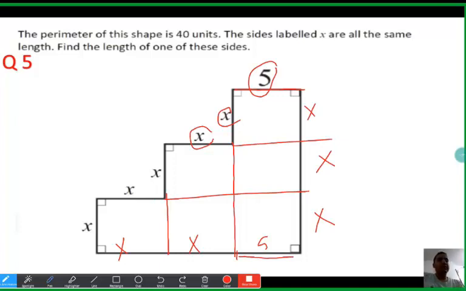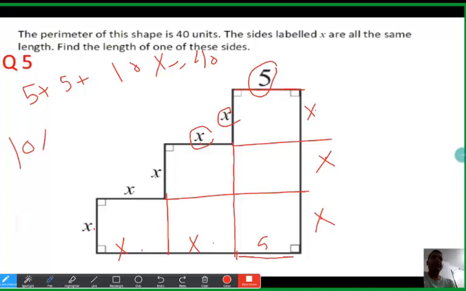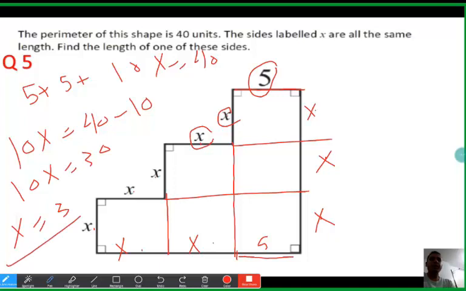Then let's work out the perimeter. 5 plus how many X? 1, 2, 3, 4, 5, 6, 7, 8, 9, 10. Plus 10X equals 40. That means 10X equals 40 minus 10. 10X equals 30. So X equals 3 units. That's it.